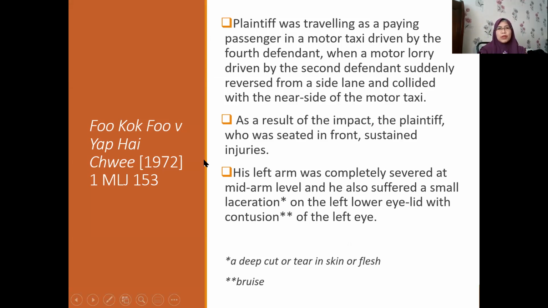All right. So the plaintiff was traveling as a paying passenger. So the plaintiff is a passenger, not the driver, in a motor taxi driven by the fourth defendant. So we have many defendants involved. A motor lorry driven by the second defendant suddenly reversed from a side lane and collided with the near side of the motor taxi. So that's the collision. The accident happened here.